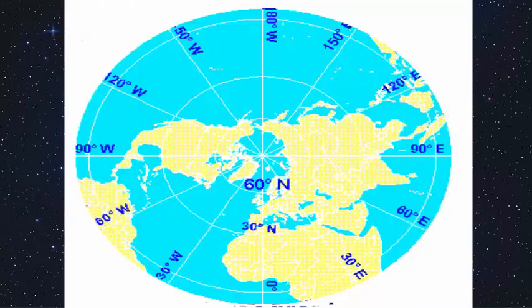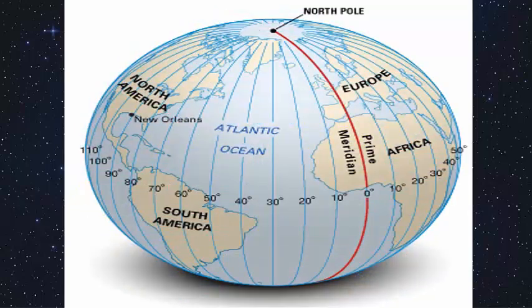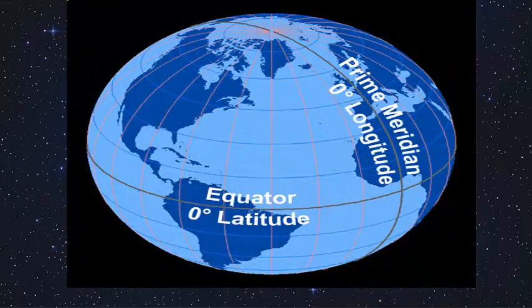All meridians are of equal length, and the distance between these meridians are not equal. The distance between the longitudes are larger at the equator, and it decreases as we move towards the poles. The value of prime meridian is 0 degree longitude.